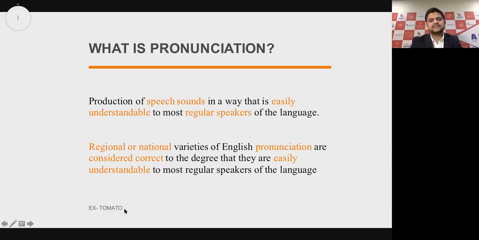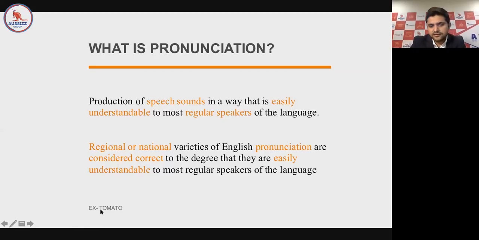So let us take an example of the word tomato. The word tomato is pronounced by people of different regions or different nationalities in different ways. You can call it as tomato. Some people call it a tomato. Some people call it a tomato. So all these normal slight variations would be accepted. But if you just say it as tom-atto, that is what is not accepted.